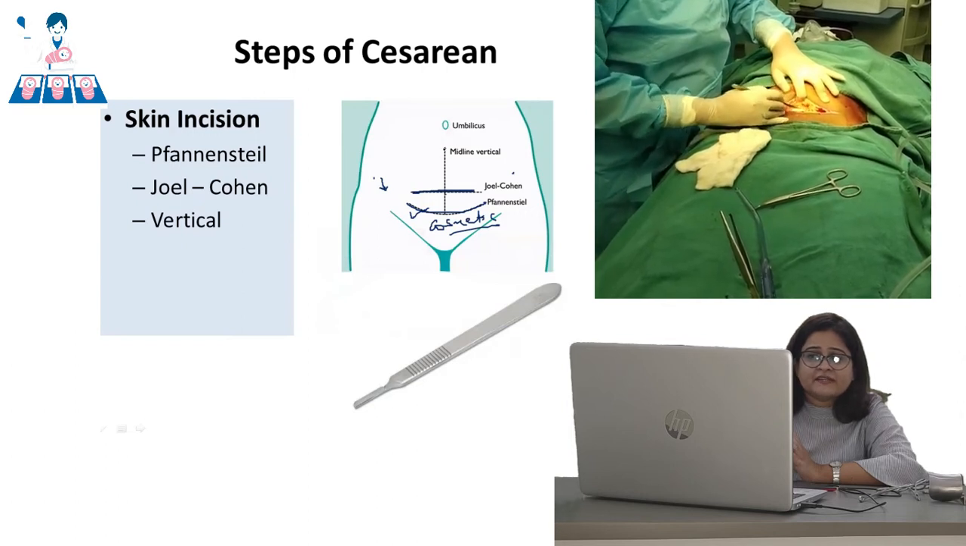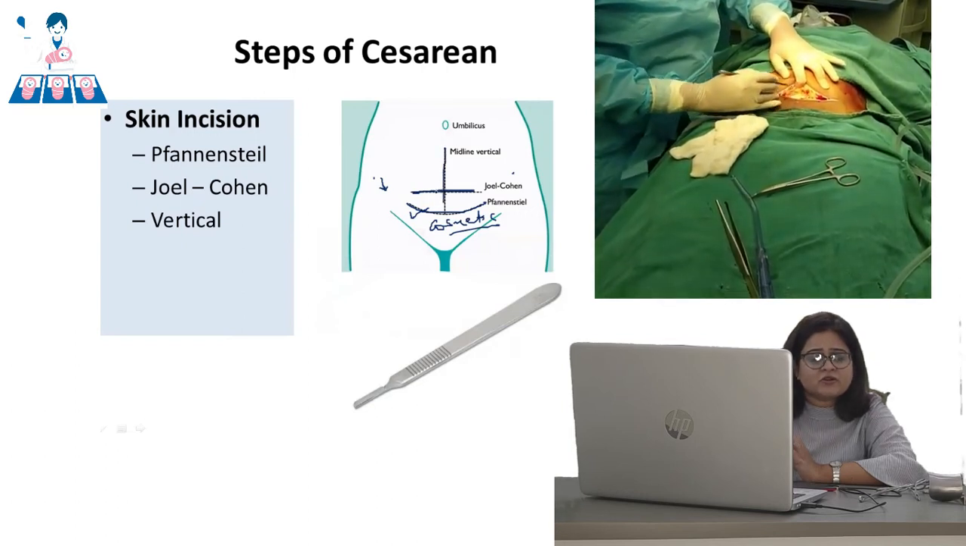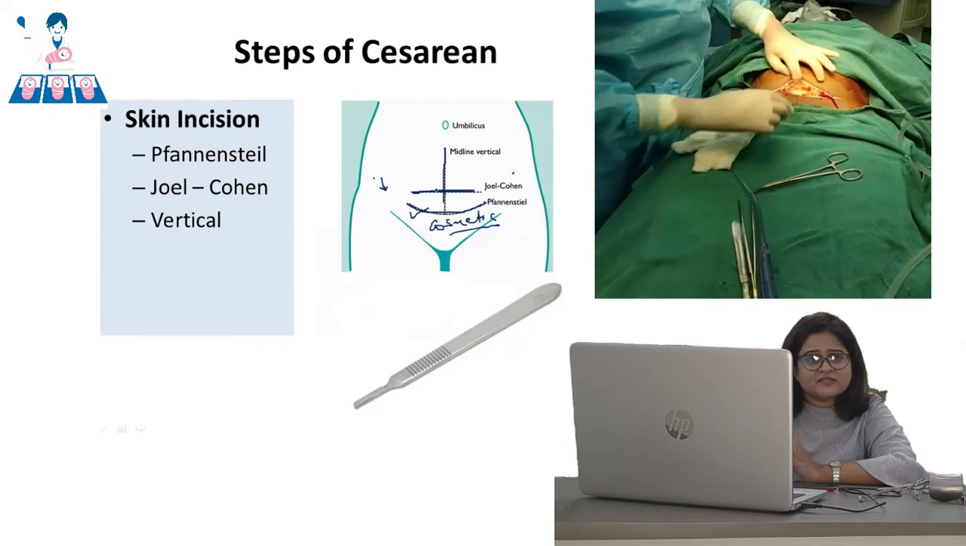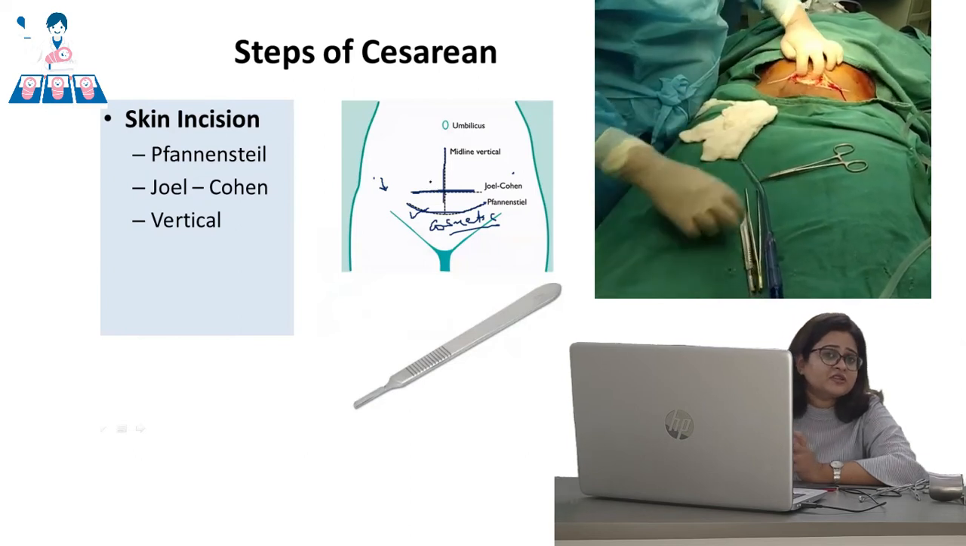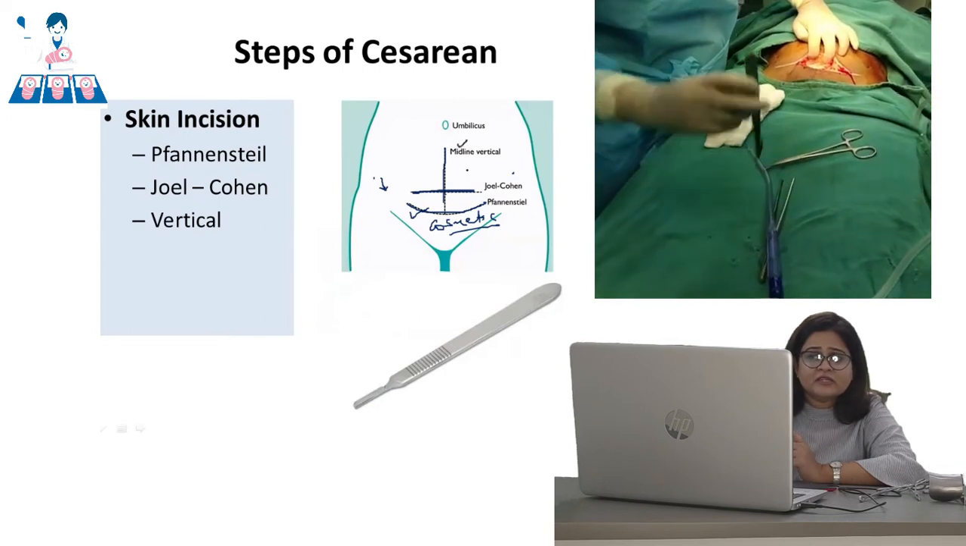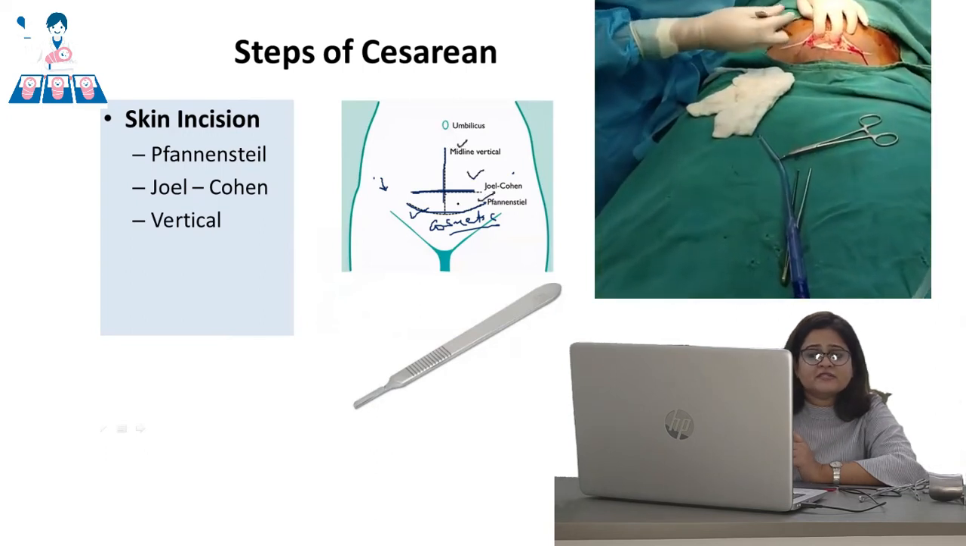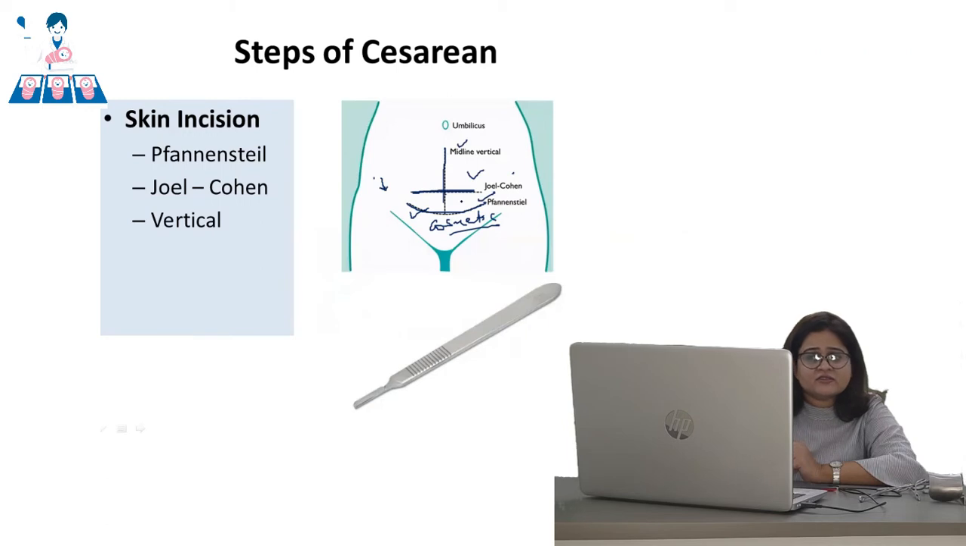identified. And then we have a midline vertical, which is not commonly given unless say she's had a previous surgery with a midline vertical. You don't want to give an additional incision. So midline vertical, Joel Cohen and Pfannenstiel. Pfannenstiel has lesser incidence of incisional hernia and has better cosmesis. So that is why Pfannenstiel is preferred over the other incisions. Okay. And what do we use to give the incision?